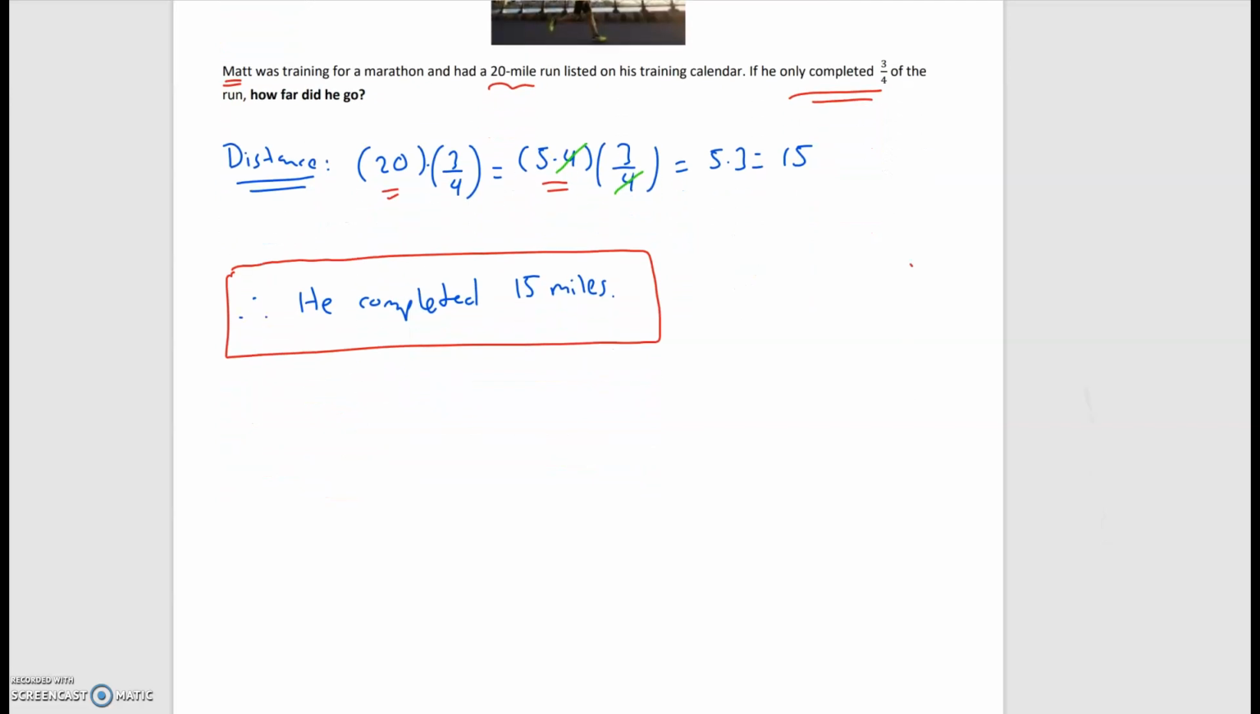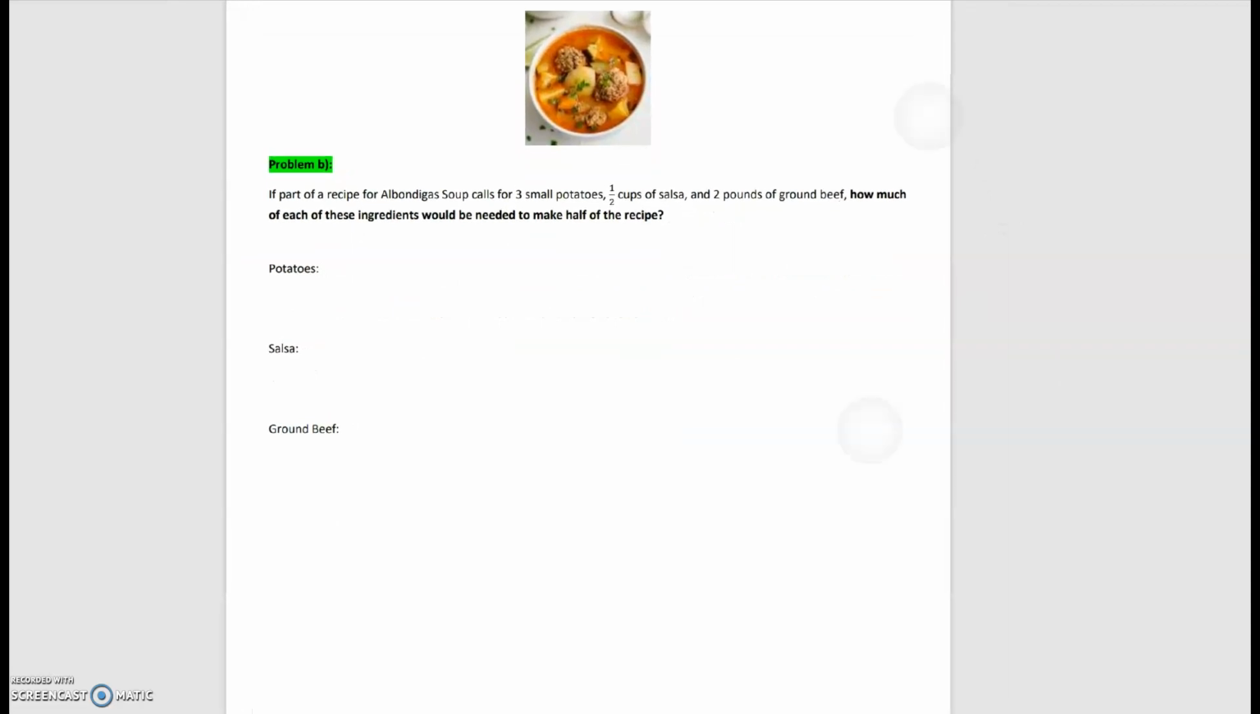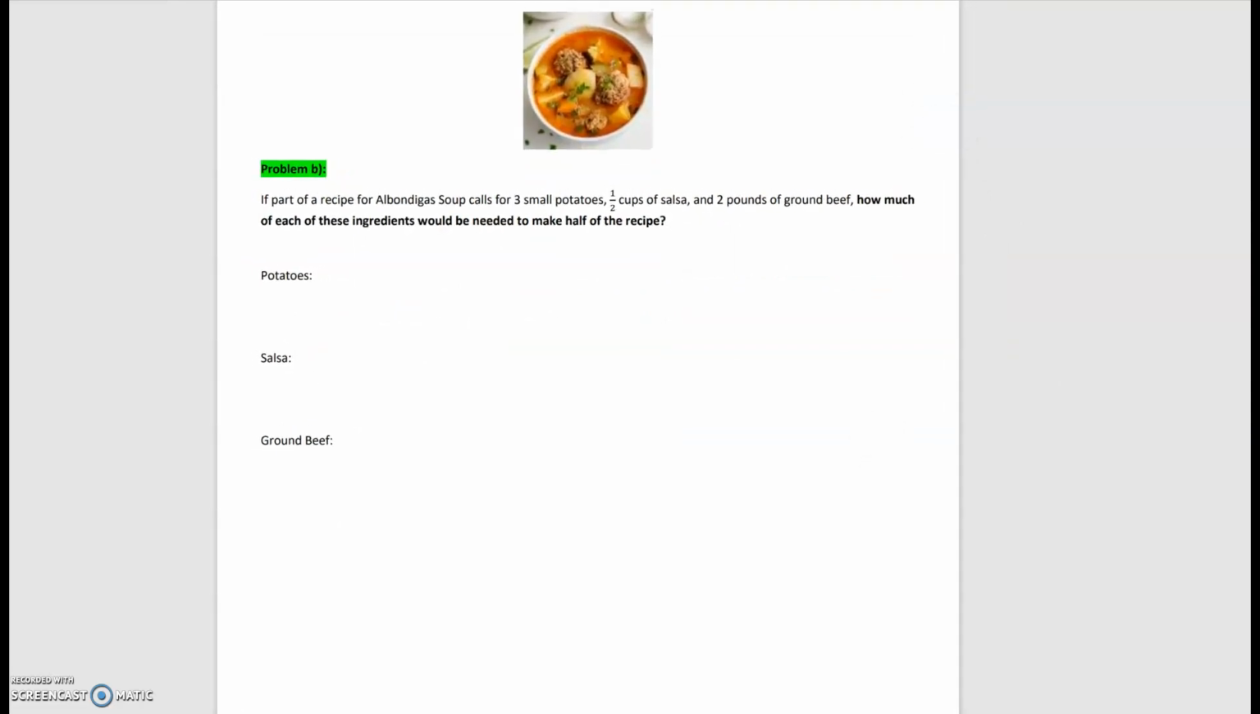Let's take a look at the second problem. In this case, they're talking about a recipe. So take a second and read it. In this situation, they're giving us the recipe, but they're asking us, how much would be needed if you're only using half of the recipe? So for the potatoes, technically you have 3, but we're going to do that in half. So in this case, it'll be more proper if we say 1.5 for the potatoes.